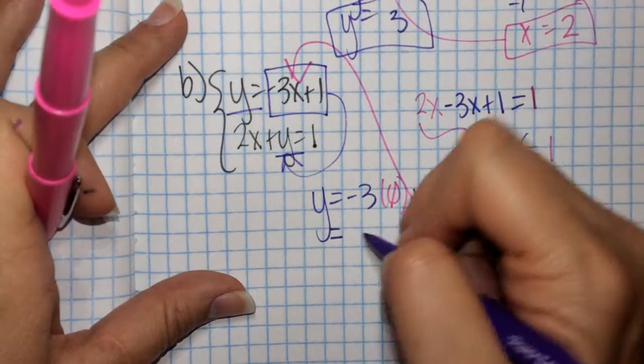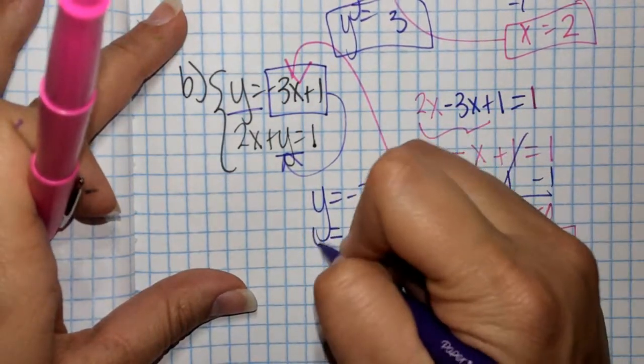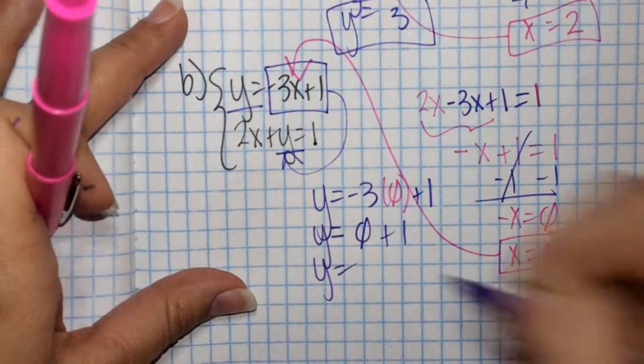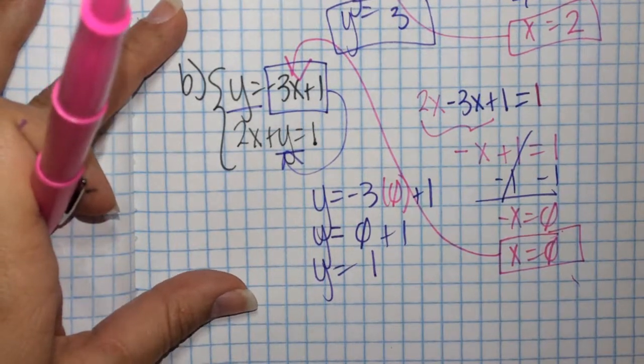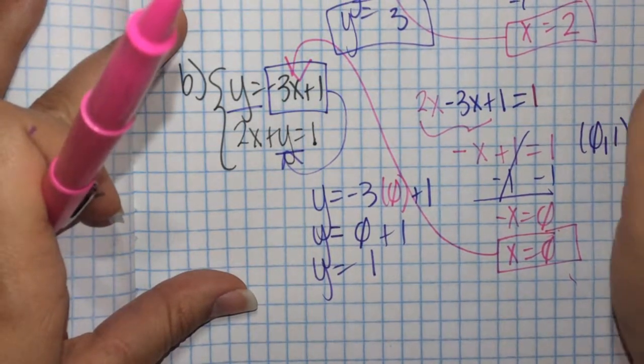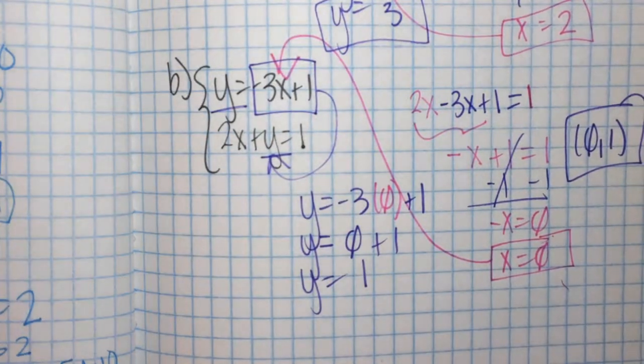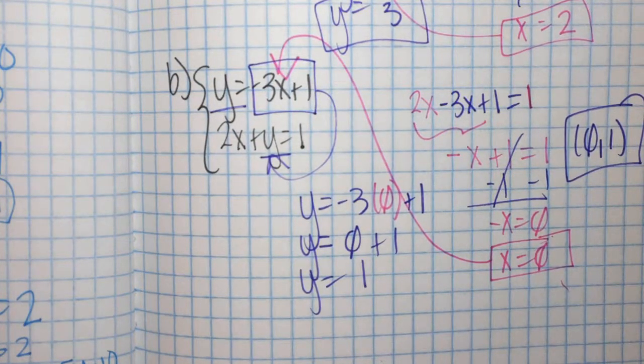Alright, so -3 times 0 is 0. And what is 0 plus 1? So what's our coordinate? 0, 1. Did anybody get it? Woo! Good job, guys. If your whole table got it, take another point.